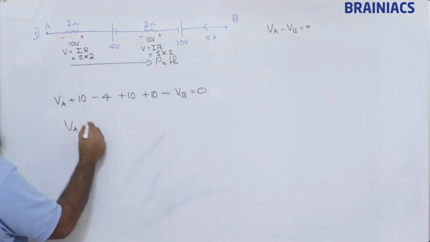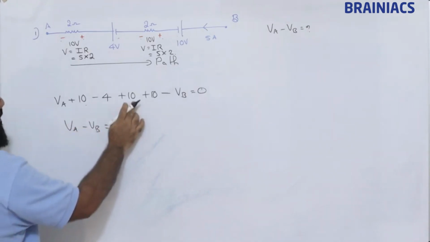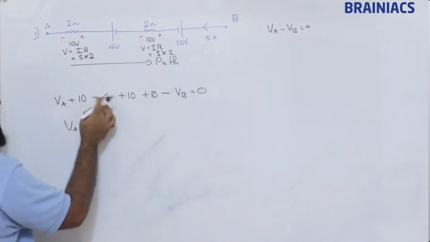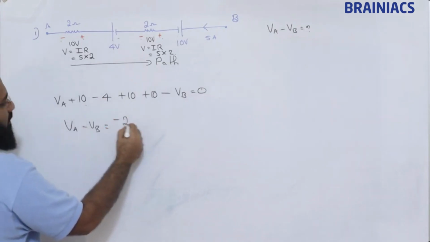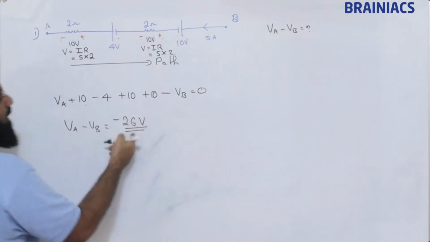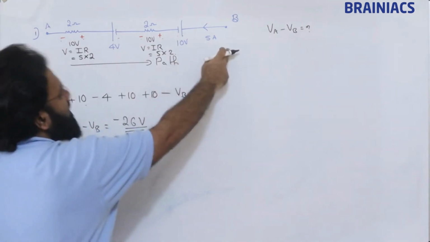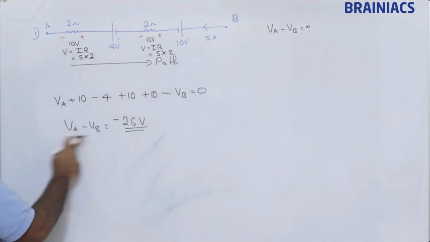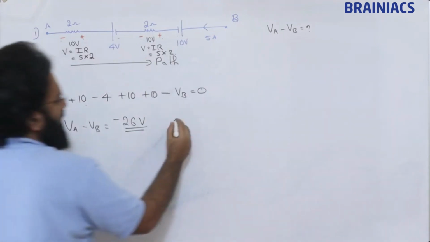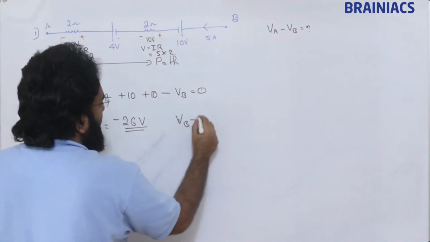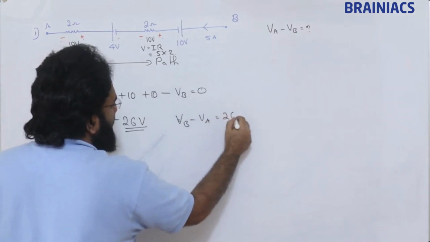Now VA minus VB is how much? Here 30 minus 4, 26. This becomes minus 26 volt. This means that potential B is greater than potential A. We have taken VA minus VB as minus 26. So VB minus VA is nothing but 26 volt.